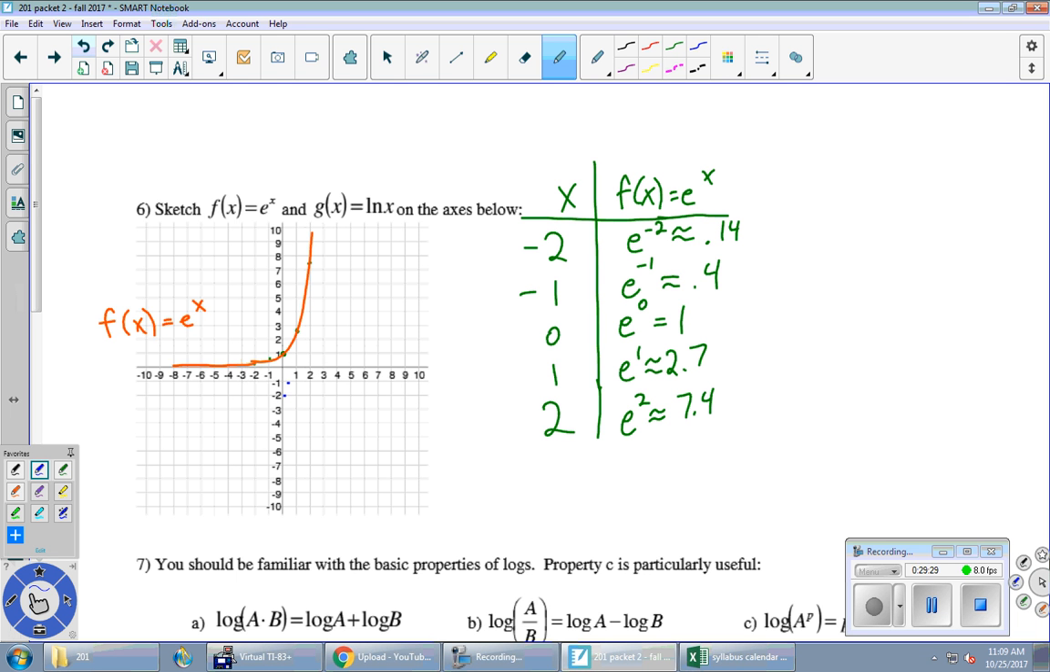What's the next point? 1, 0, that's the x-intercept. And then we go over to 2.7 and up 1. And then over 7.4 up to 2. Okay, and we connect the dots here. We've got this thing which is growing very, very slowly.